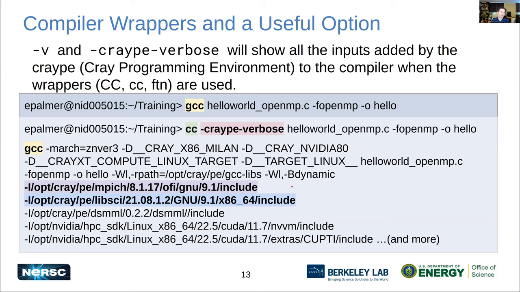Some other things to point out that happen when you use the CC wrapper is it's automatically including MPI through MPICH here. And it's also the MPI that's compiled with the compiler in that programming environment, such as GNU. Same thing for the science libraries, which I'll mention on another slide, that's all automatically taken care of inside this CC wrapper. So we really recommend that when you're compiling your code on Perlmutter that you give the wrappers a shot.